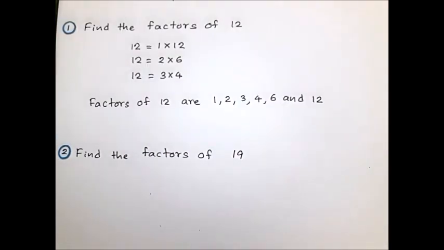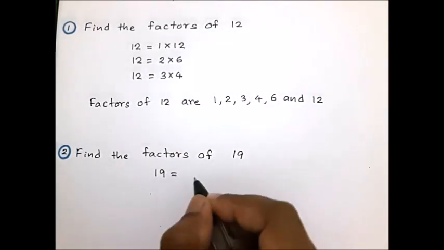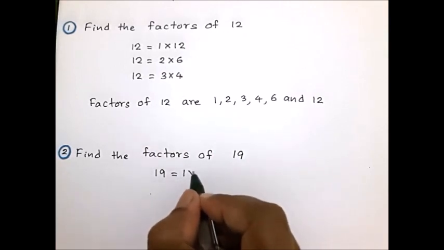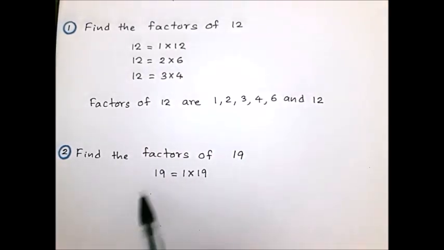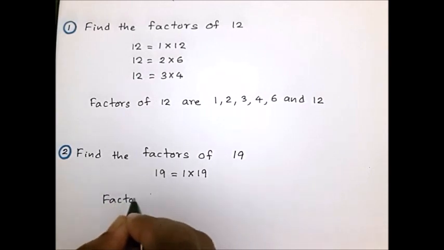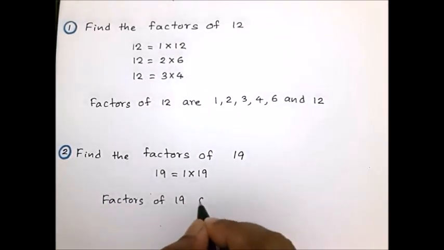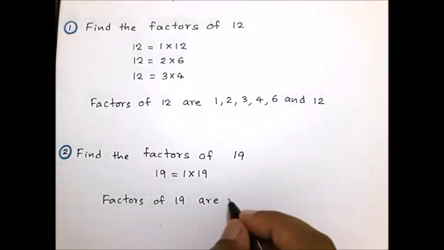Now look at the second example. Find the factors of 19. Now write 19 as a product of two whole numbers. You can write it as 1 multiplied by 19. Here we can't divide 19 by 2, so you can't write it as 2 multiplied by a certain number. We can't divide this one by 3. We can't divide this one by 4. Only this expression you can write as a product of two numbers. Then factors of 19 are 1 and 19.